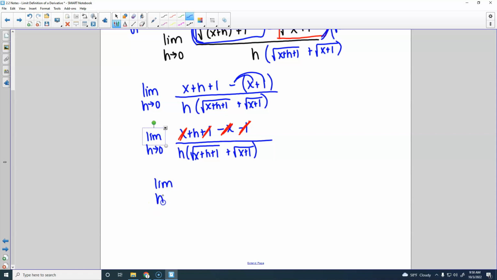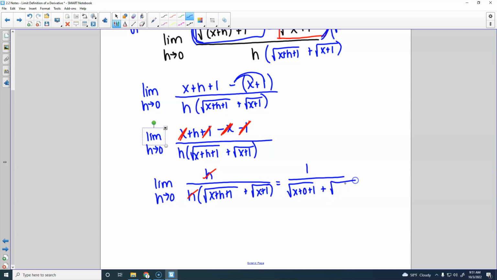So we get limit as h approaches 0 of h over h times square root of x plus h plus 1 plus square root of x plus 1. And then the h on top and bottom can cancel. All right, so I'm plugging in 0 for what? h, not x, h. So I get square root of x plus 0 plus 1 plus the square root of x plus 1. So that is 1 over square root of x plus 1 plus square root of x plus 1. What is that? 2 square root of x plus 1. So my answer here is going to be 1 over 2 square root of x plus 1. And that will be my answer.